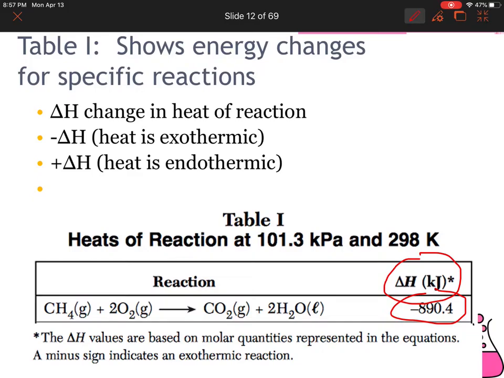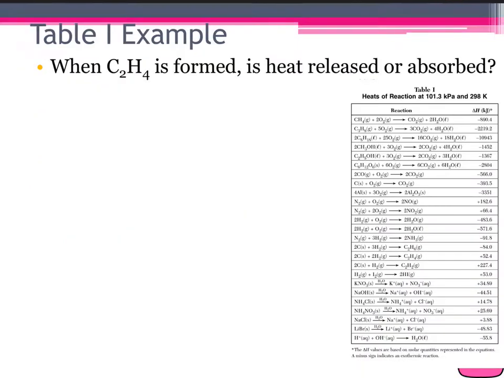Now, I wouldn't actually write them as negative 890.4. All that negative sign tells me is that it's an exothermic reaction. I can't subtract energy. I can't have a negative amount of energy. So I change that to a positive, but that negative tells me that it goes on the product side of the reaction. If this was a positive delta H, I would write it on the reactant side of the equation.